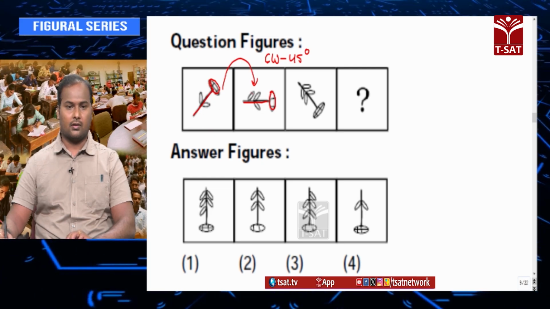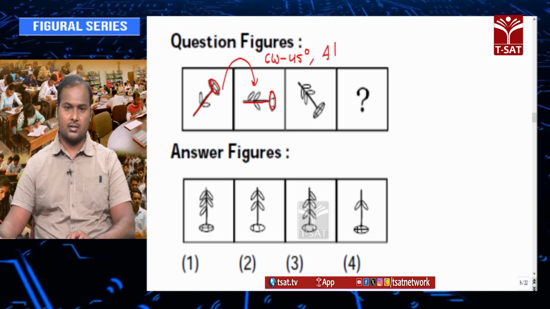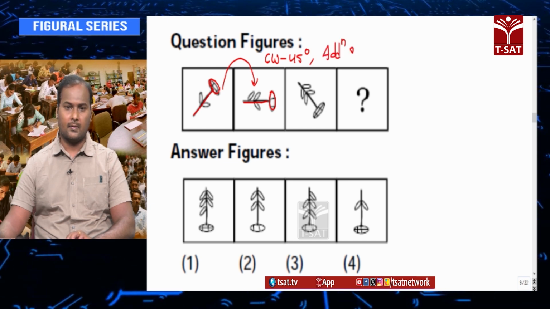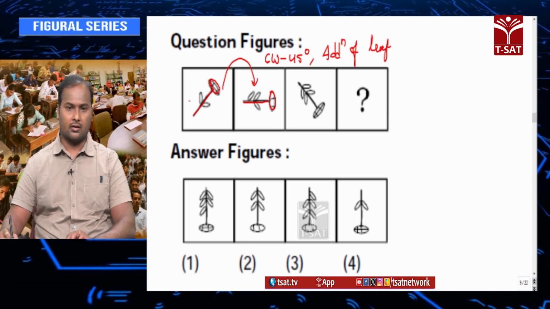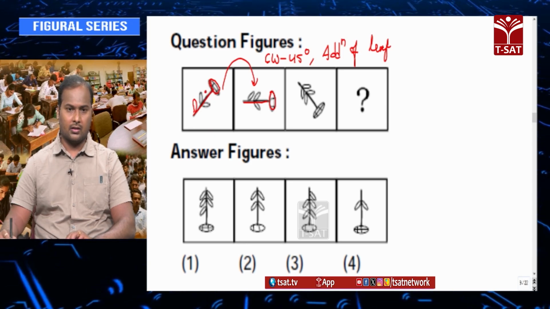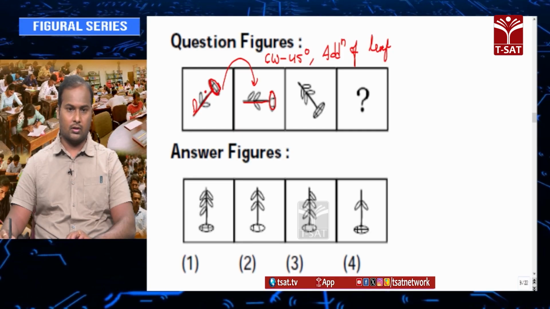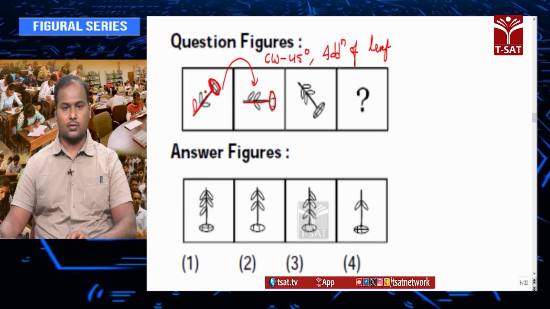And what is the second change you can observe? I can observe that there is an addition of a leaf. That is the first change. What is the second change? There is an addition of a leaf. Now is the leaf added on the inside or outside? The leaf is added on the outside here, but not on the inside or near this particular circle. So it is the addition of a leaf to the outside.